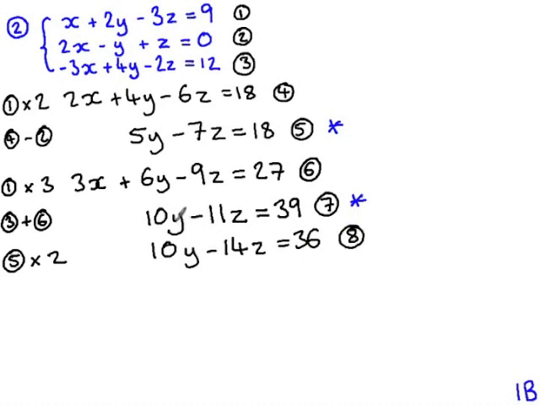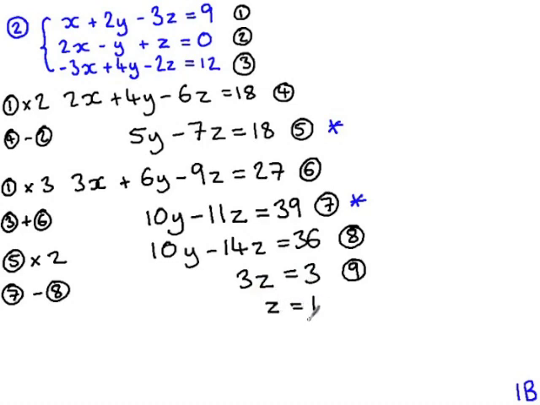And then I've got 10y in both of these equations, so I'm going to subtract. And remember, I'm looking for a positive coefficient of z, so I'm going to do negative 11z take negative 14z. That's equation 7 take equation 8. So negative 11 take negative 14 is 3z, and then 39 take 36 is 3. So that's equation 9. And this is a simple z = 1.